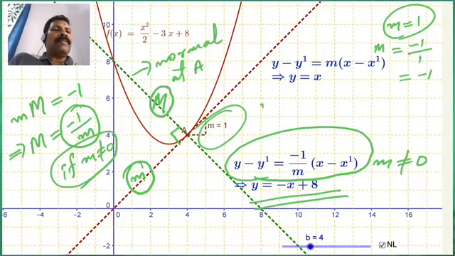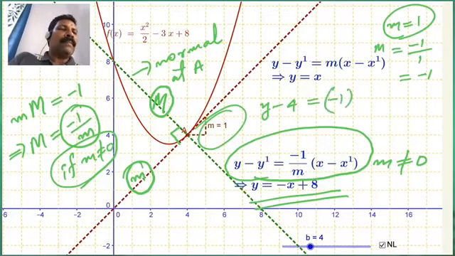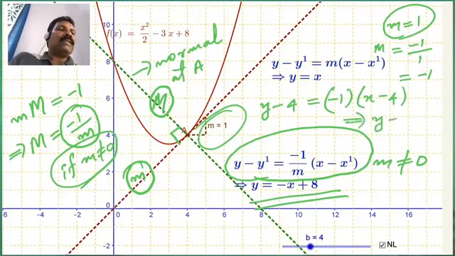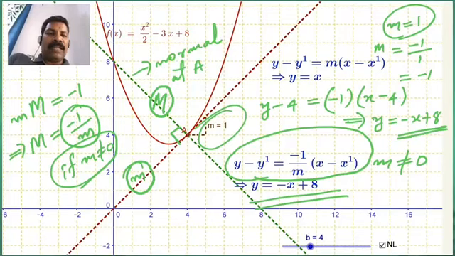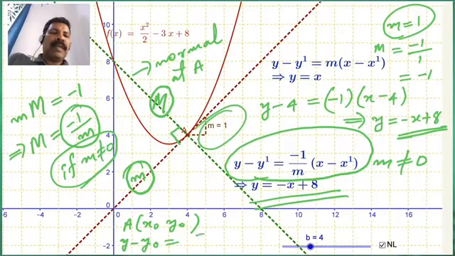So then y minus y1. y1 is 4. Slope is -1 for the normal. Then into x minus 4, which could be simplified as y is equal to -x plus 8. This way we can compute the equation of the normal at A. So in general we can say if the point is capital A, x naught, y naught, then the equation of the normal could be written as y minus y naught is equal to -1 by f dash x naught into x minus x naught.